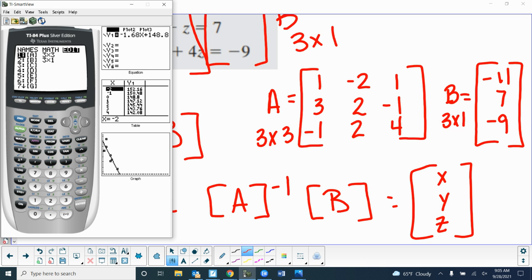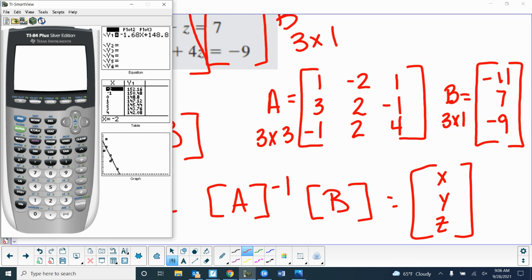What do I do to put numbers in? Edit, left arrow. Now, we're still on A, so make sure you go down to number 2 for B. Then hit enter. What numbers we putting in for dimensions? 3, enter, 1, enter. And then put those 3 numbers in. Negative 11, 7, negative 9. Okay. Any problems? Everybody there? Okay. How do I get out? Second mode, right? That jumps us out.